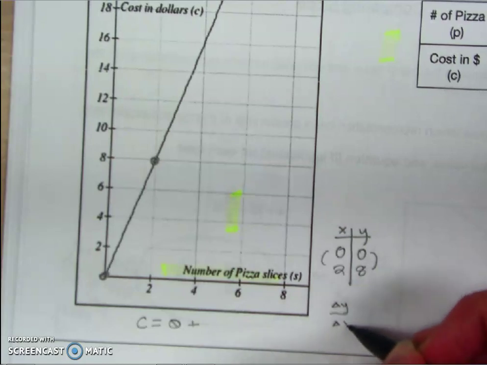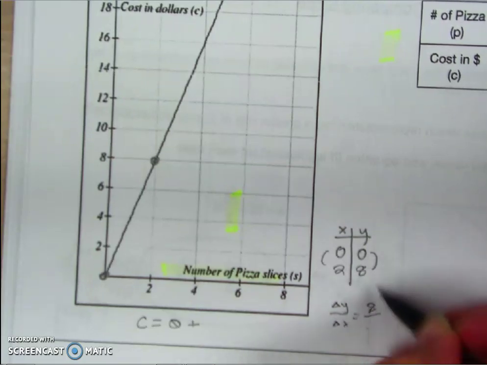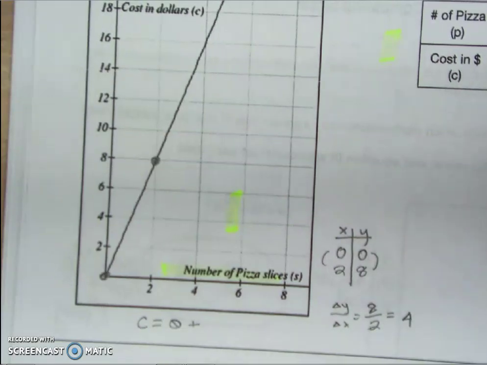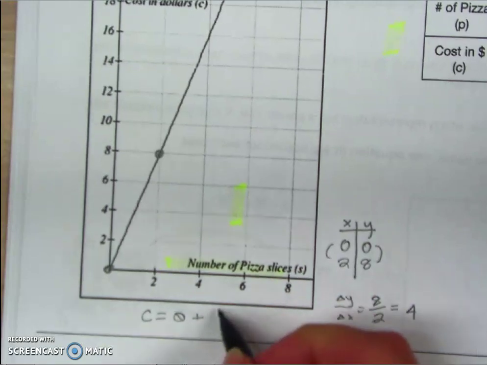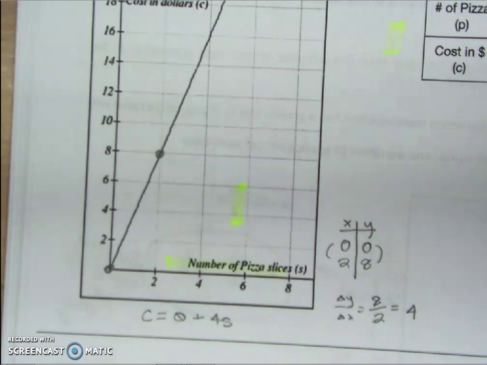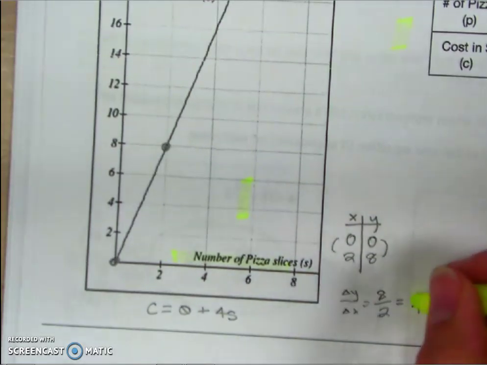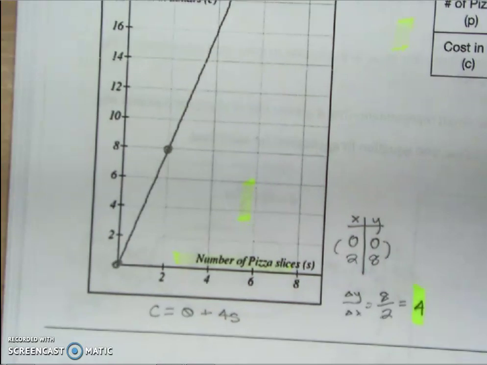All right, well, that's an easy change in y over change in x. This one is charging $8 for 2 more slices, which means it would have been $4 per slice. So that starts at 0, then adds $4 per slice. So we could even keep the equation like that. So our slope there, our rate of change, is $4 per slice for the graph.